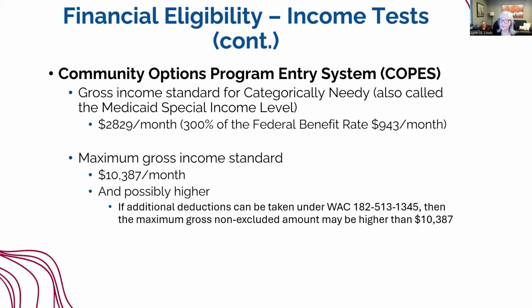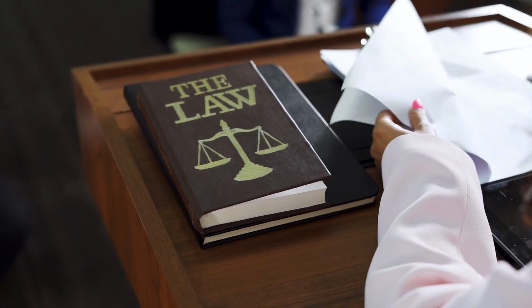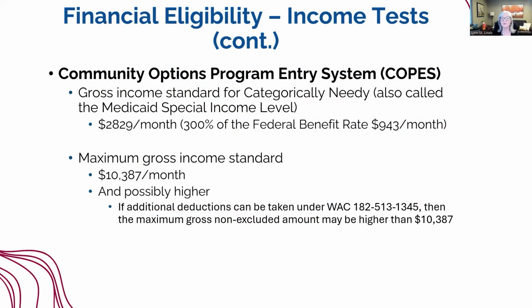But what's really important to understand about the COPES program is that the high end of the income limit is $10,387 plus potentially even higher than that. So it's a very high income standard. And if a person has income of $10,000 and their adult family home is only $6,000, they're not even going to be thinking about the Medicaid COPES program, probably because they can privately pay for it and they still have money left. But oftentimes it does make sense to apply for the COPES program, even if the income is higher.